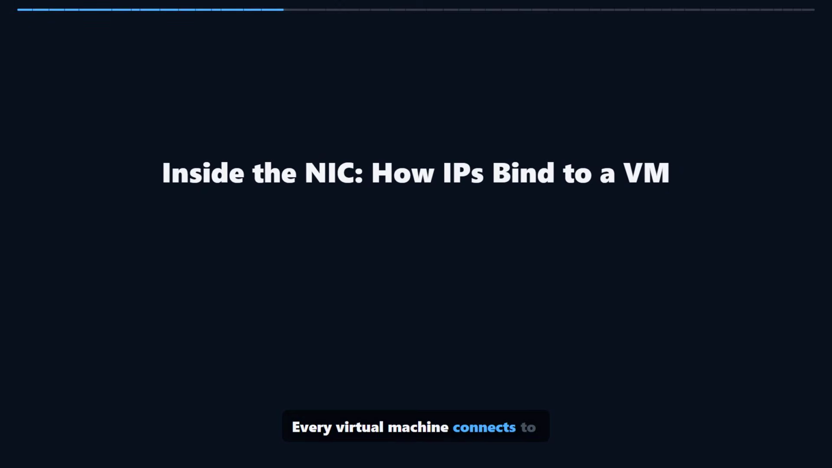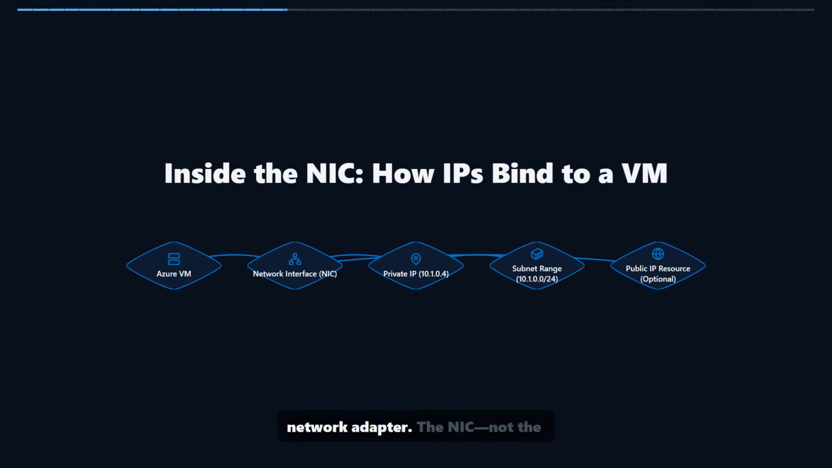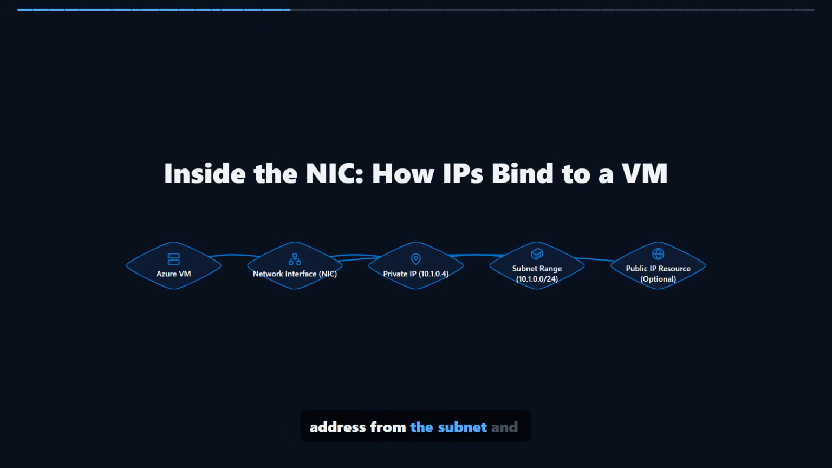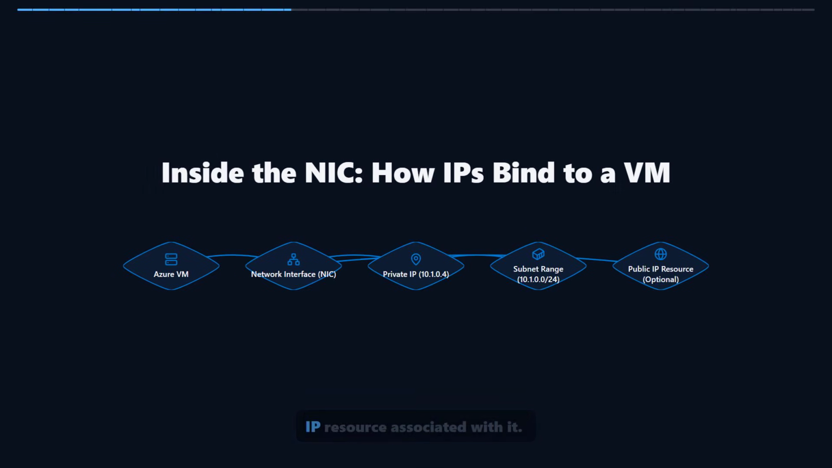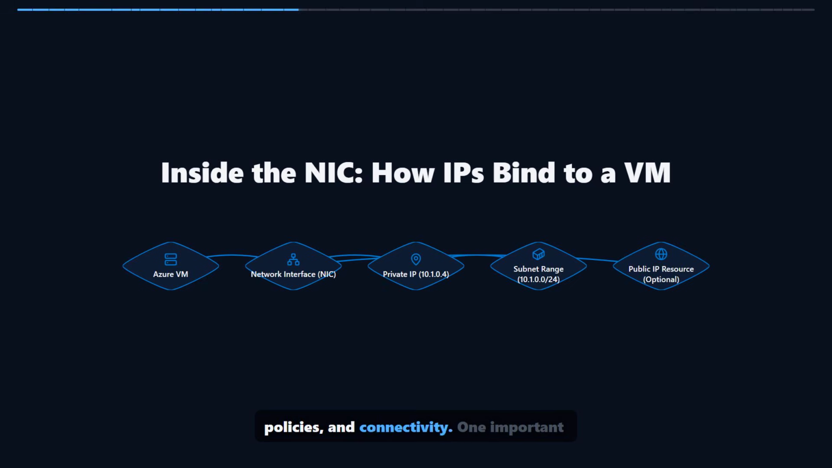Every virtual machine connects to Azure through a network interface card, or NIC. Think of the NIC as the VM's network adapter. The NIC, not the VM itself, holds the IP configuration. It receives a private IP address from the subnet and can optionally have a public IP resource associated with it. When the operating system sends traffic, it simply uses its assigned private IP address. Azure's networking platform handles everything else, including routing, address translation, security policies, and connectivity.